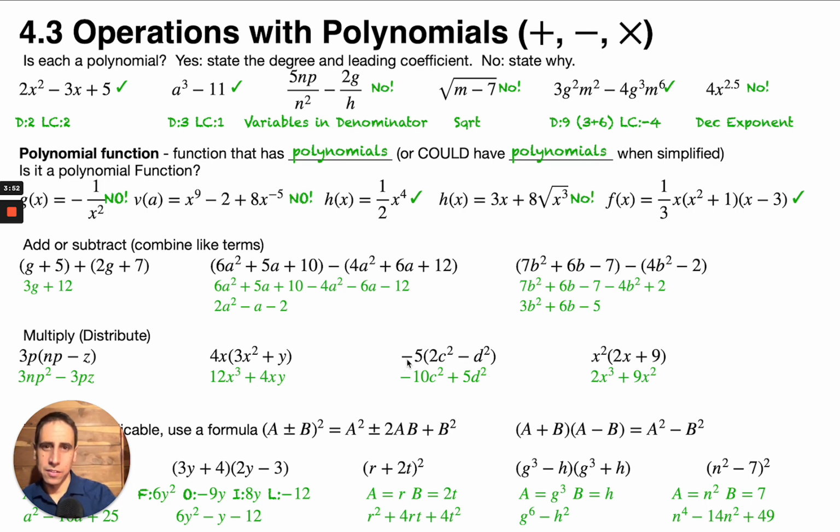Again, since this is a -5 out front, you can distribute this -5 to the 2c squared to get -10c squared, and then a negative and a minus becomes a plus. This is 5d squared. And then here, distributing x squared to 2x becomes 2x cubed, and then x squared to 9 becomes 9x squared. So that's distributing. That's what that looks like.